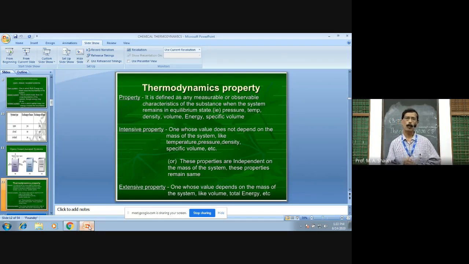सिस्टम की ऐसी प्रॉपर्टी, थर्मोडायनामिक प्रॉपर्टी जो सिस्टम के अंदर जो क्वांटिटी ऑफ मैटर है उस पर डिपेंड नहीं होती, वो है इंटेंसिव प्रॉपर्टी. For example, temperature is an intensive property. You may ask the question, why is temperature an intensive property? So I am explaining to you. Listen carefully.